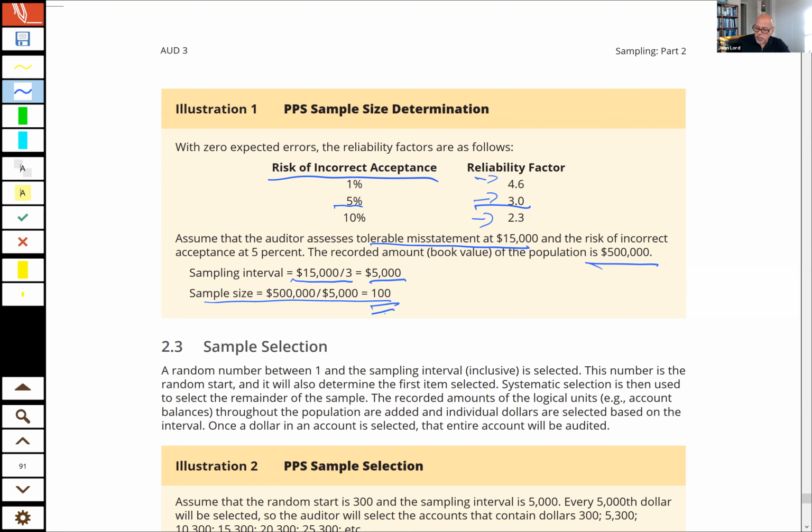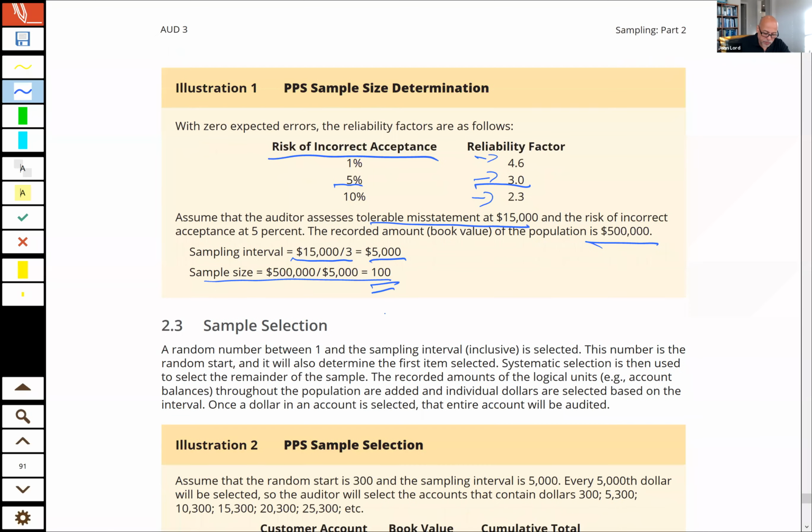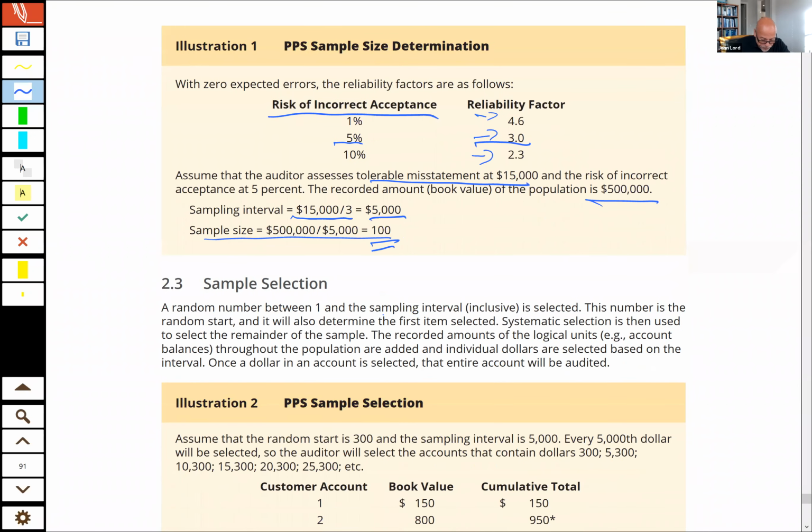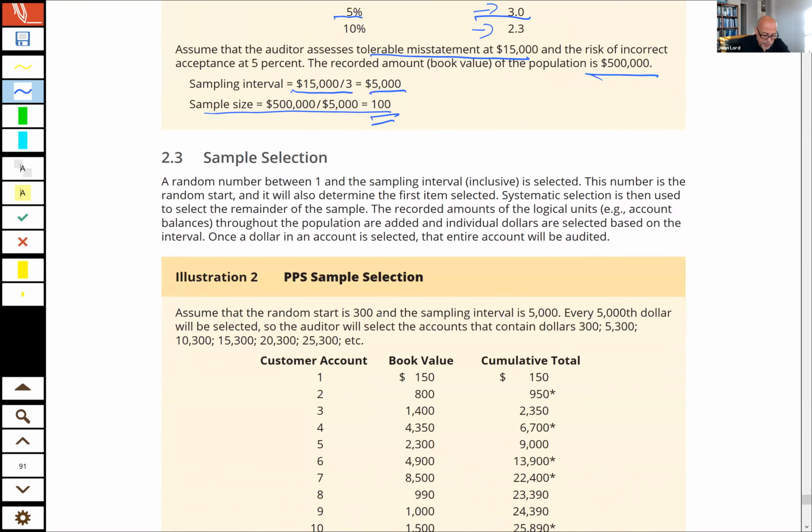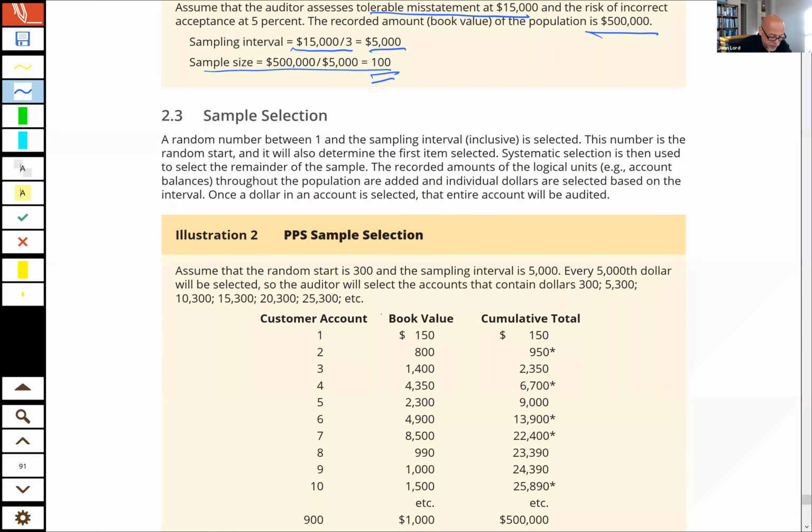So our sample size is 100. Okay. Now you come over, and now we are going to select our sample, but we must start with what? With a random number. So we go to our random number generator, and our random number generator says that our random start is 300. Okay, so first we're going to look for our $300.